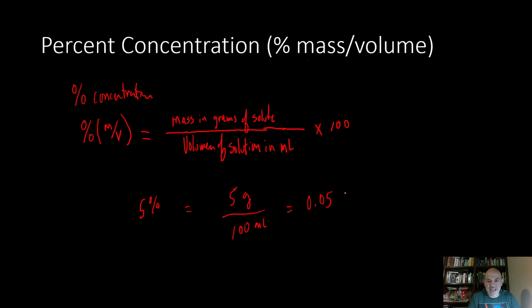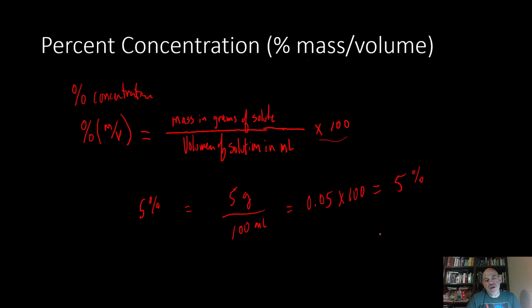5 divided by 100 is that, and then you have to multiply by 100, and that gives you the 5, which is the 5%. Okay? And so it would be 5 grams of sodium chloride or 5 grams of sugar in 100 milliliters. It's always convenient that way. Okay? So think about this now.